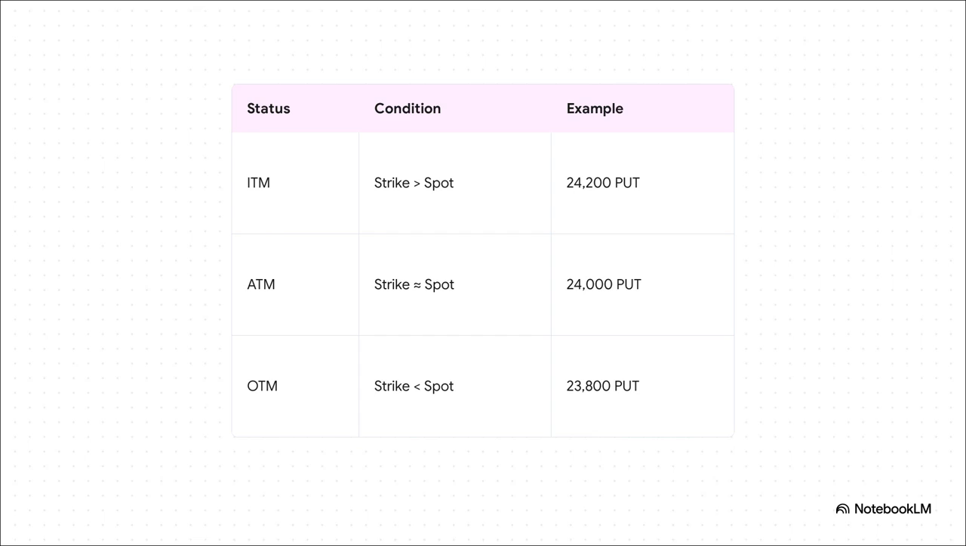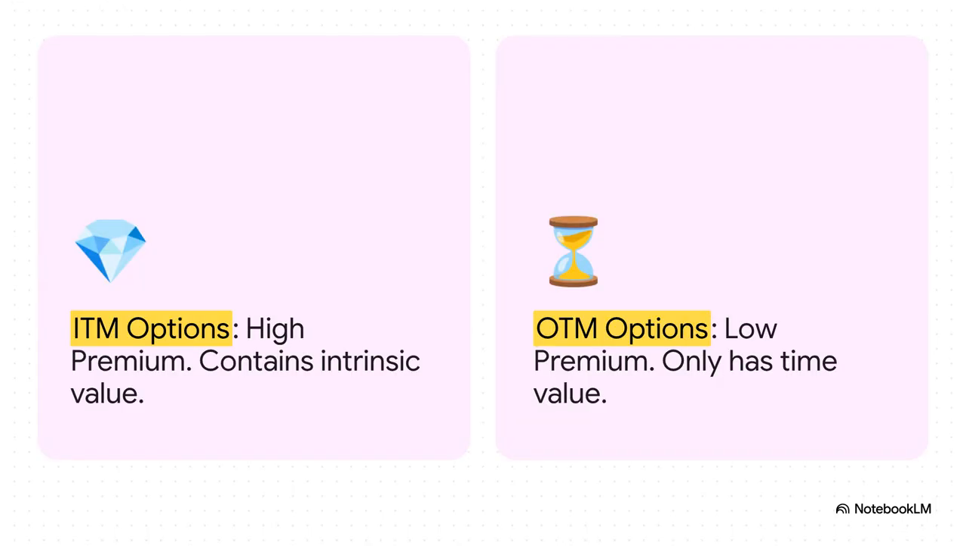Conversely, a 23,800 put means you'd be forced to sell for less than the current market, making it out of the money. It just flips the logic entirely. And this exact dynamic explains perfectly why options are priced the way they are. In-the-money options cost significantly more.